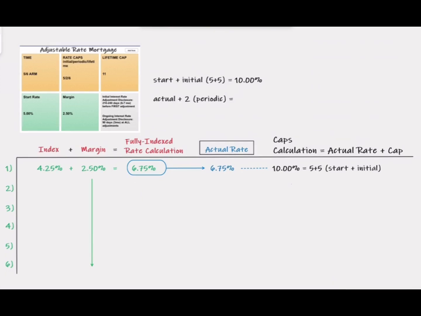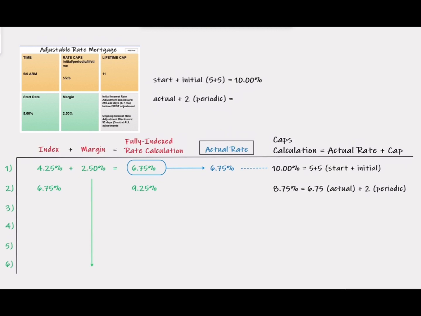The next 6 months rolls by, and it's now time for the second adjustment. Let's say the market's current index rate just so happens to be 6.75%. Add that to the margin of 2.5, and we will get a fully indexed rate of 9.25%.